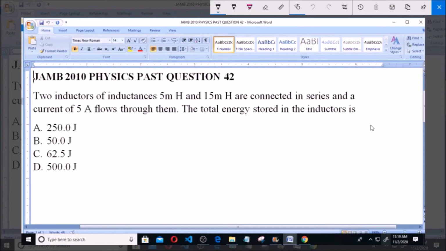Two inductors of inductances 5 millihenry and 15 millihenry are connected in series, and the current of 5 amps flows through them. The total energy stored in the inductors is: A. 250 joules, B. 50 joules, C. 62.5 joules, D. 500 joules.